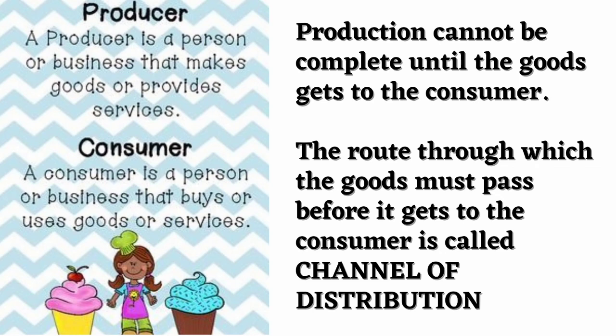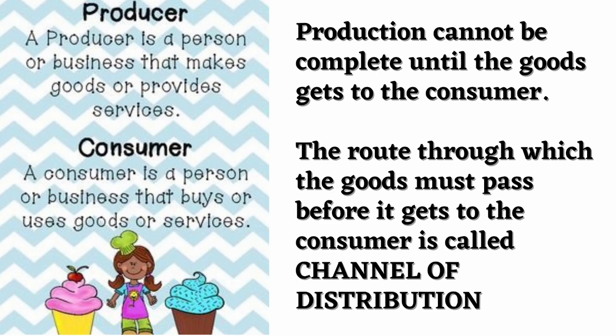Remember, production cannot be complete until the goods get to the final consumer. So the relationship between the producer and the consumer has to do with the producer producing goods and the consumer buying and using those goods. So the relationship is very, very close. Now the route through which the goods must pass before they get to the consumer is called the channel of distribution. The goods don't just move from the producer straight to the consumer. There is a process they must follow, and that process is called the channel of distribution.